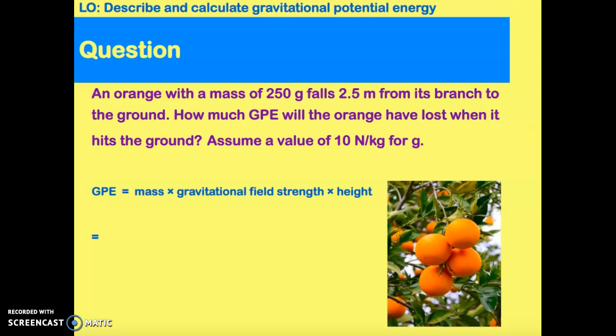Okay, so an orange with a mass of 250 grams falls 2.5 meters from a branch to the ground. How much gravitational potential energy will the orange have lost when it hits the ground? Assume a value of 10 newtons per kg for gravity. So again, we need to remember that grams needs to be converted into kilograms, which is 0.25, and then we can pop it into the calculator and we should get 6.25 joules.